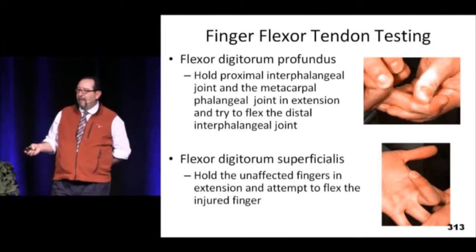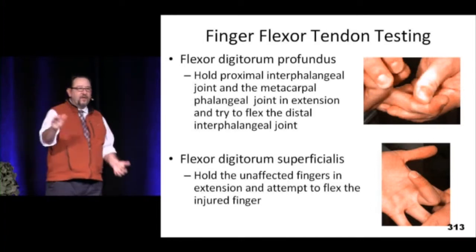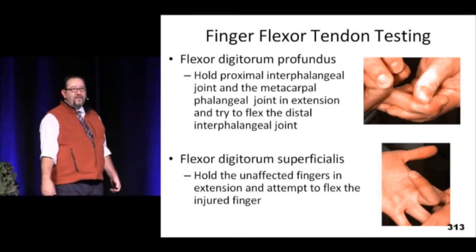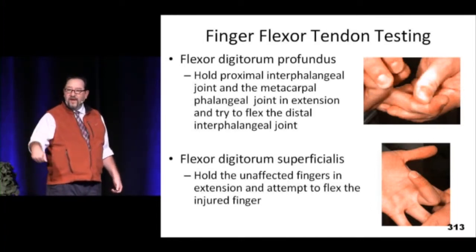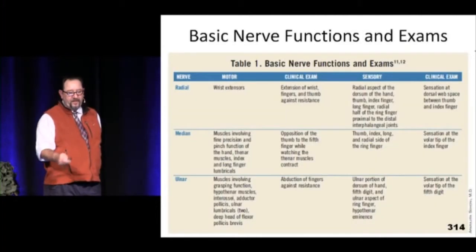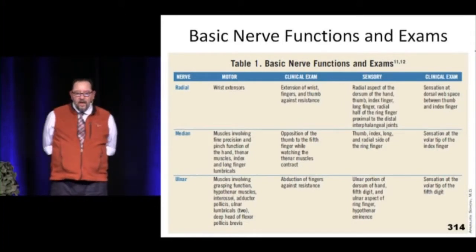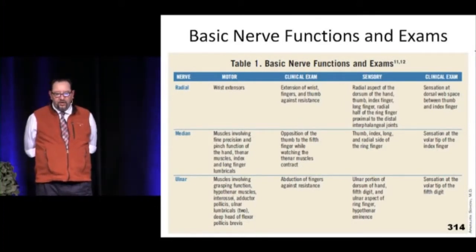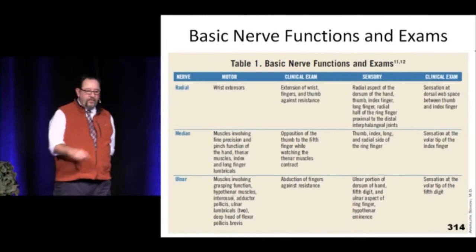Wrist is even more complicated than the fingers, because the fact that someone can flex their wrist doesn't mean that a wrist flexor is intact. All the fingers can help you flex your wrist because they go past there. So you have to get very specific with these exams. Here again is a little table with the basic nerve function, and these are really worth knowing about.